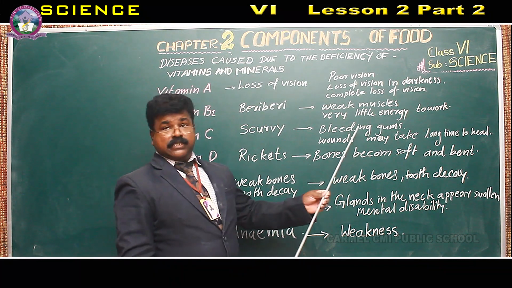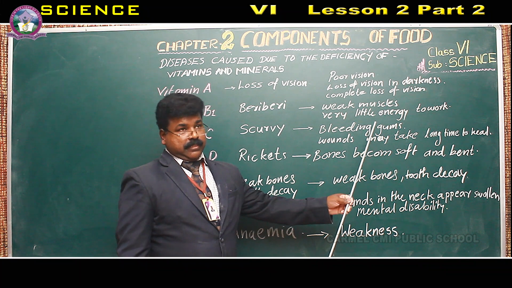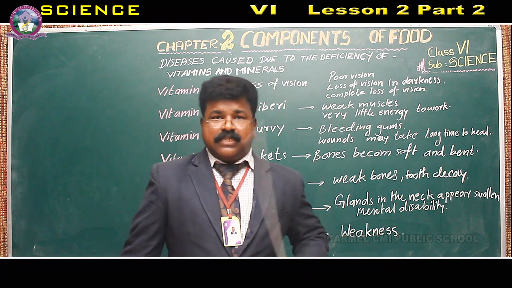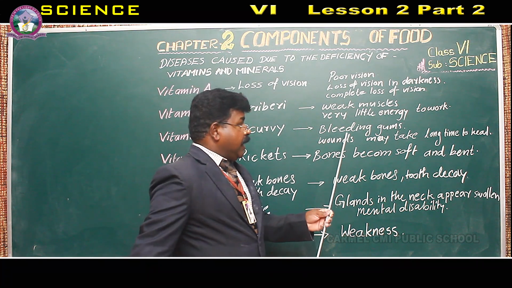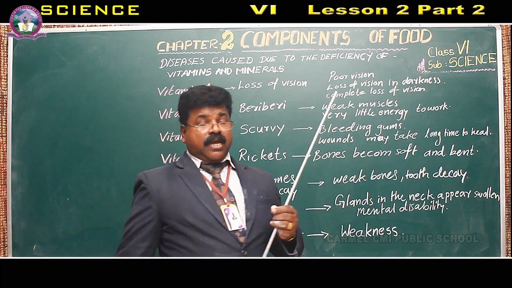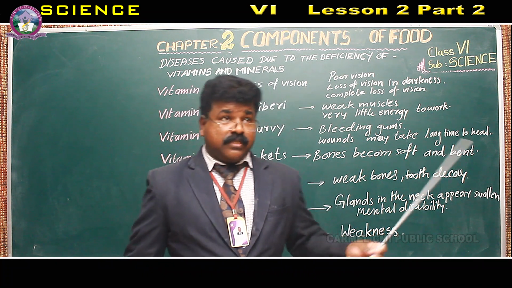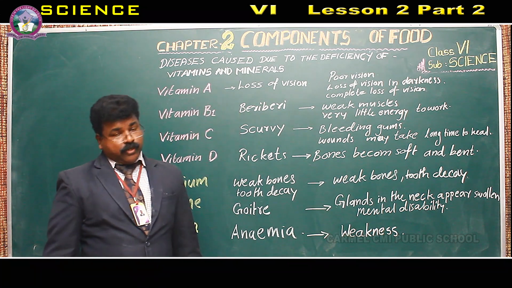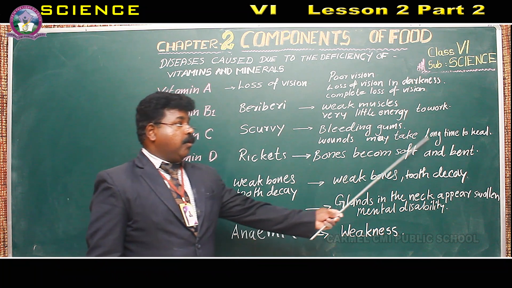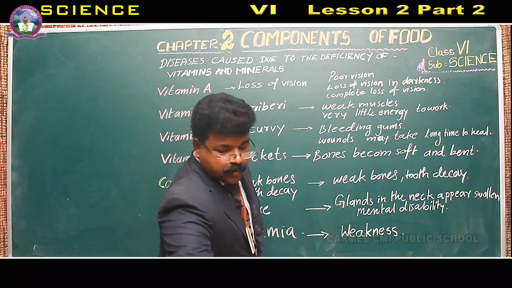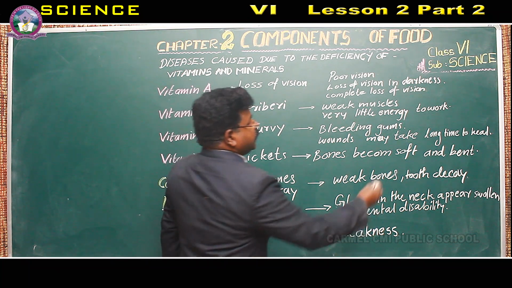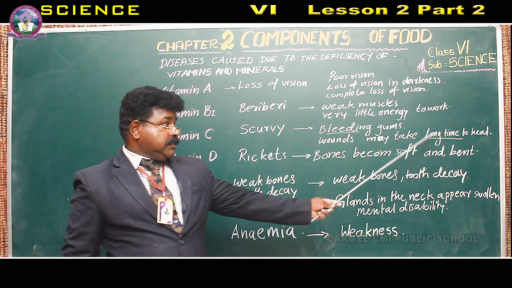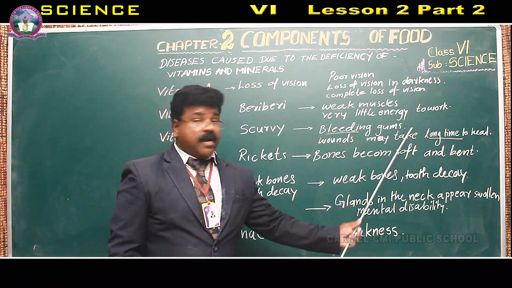The symptoms of this disease are bleeding gums. What is meant by gum? Gum is the place where our teeth are fixed. You are familiar with it. Bleeding gums means blood may come out from in between the teeth. Then wounds may take a long time to heal. Whenever an injury occurs in our body, it may take a long time to heal. It may not be cured so easily. One is bleeding gums; the next is that wounds may take a long time to heal.